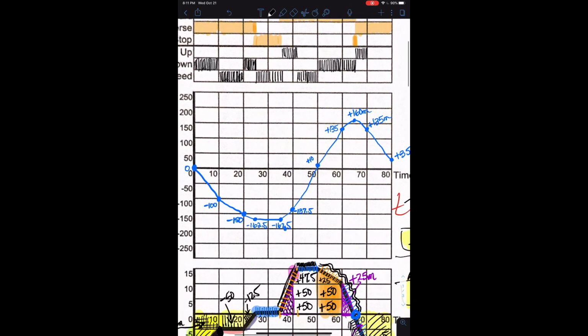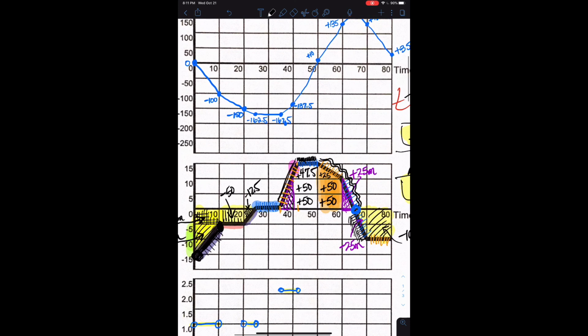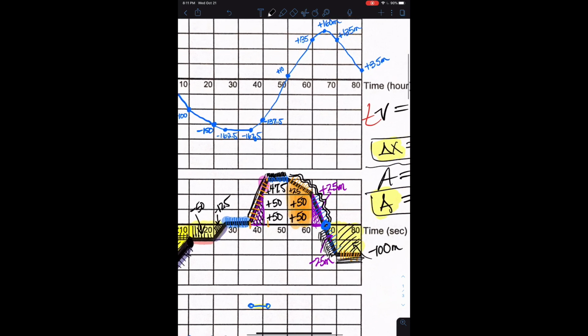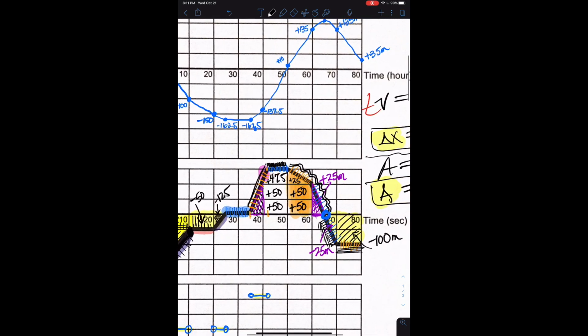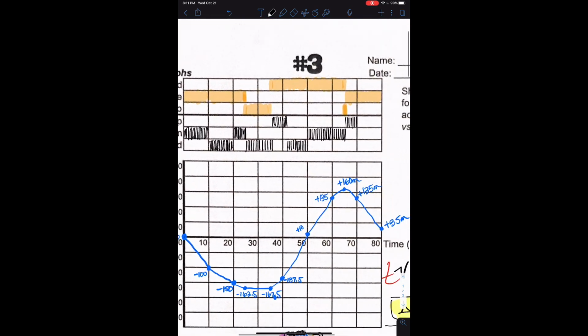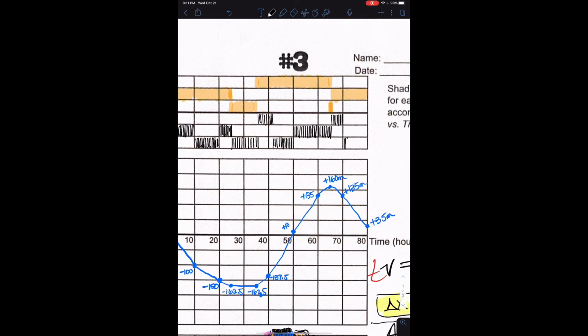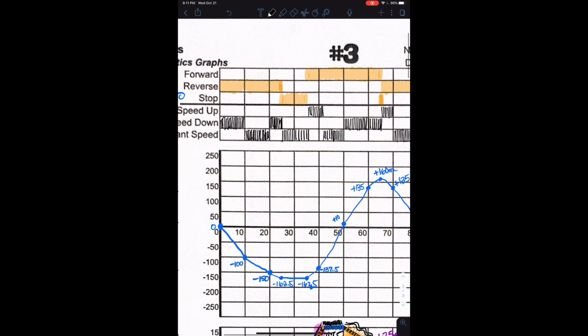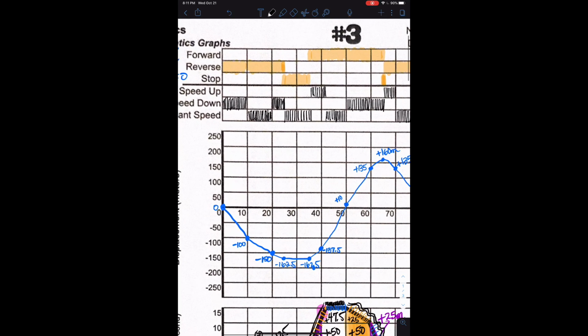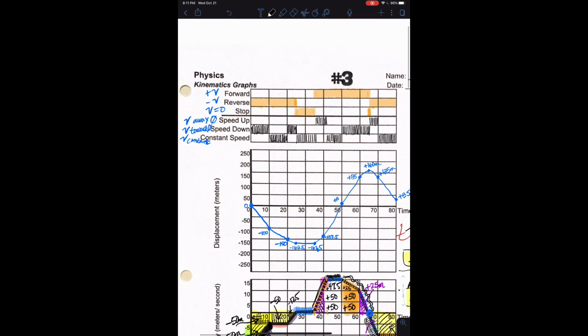Okay. And then finally, we have a constant speed right here. So that's a constant speed of 10, actually, a constant velocity of negative 10. And that's from 70 to 80 that we have constant speed. All right, and that's about it. So let me zoom out a little bit. It's getting kind of hard to see all that together.